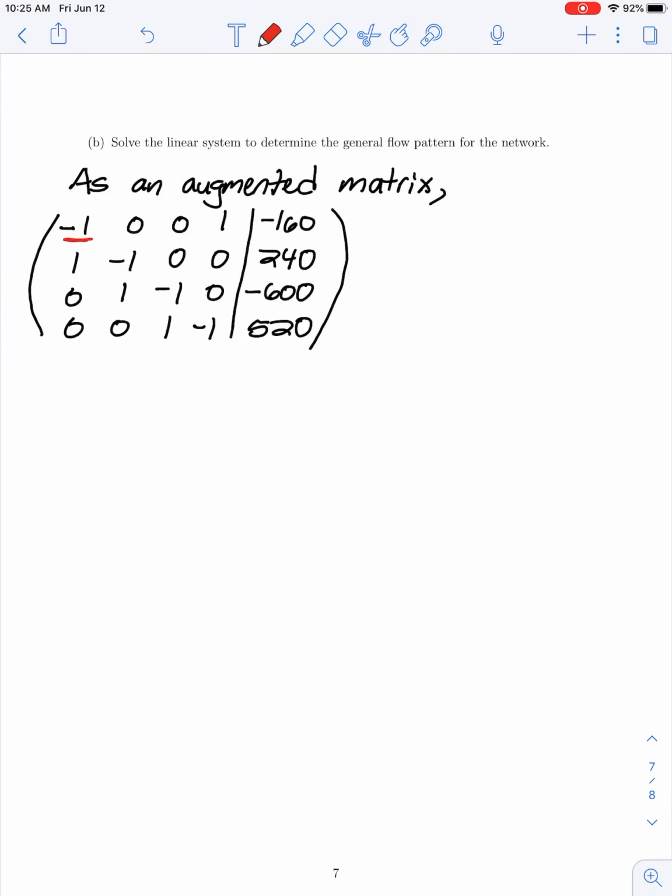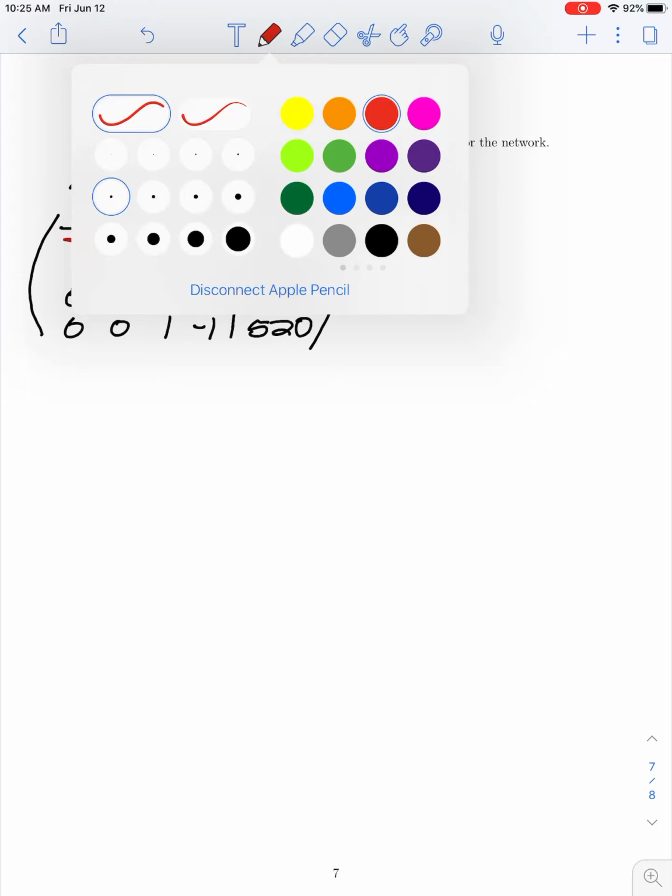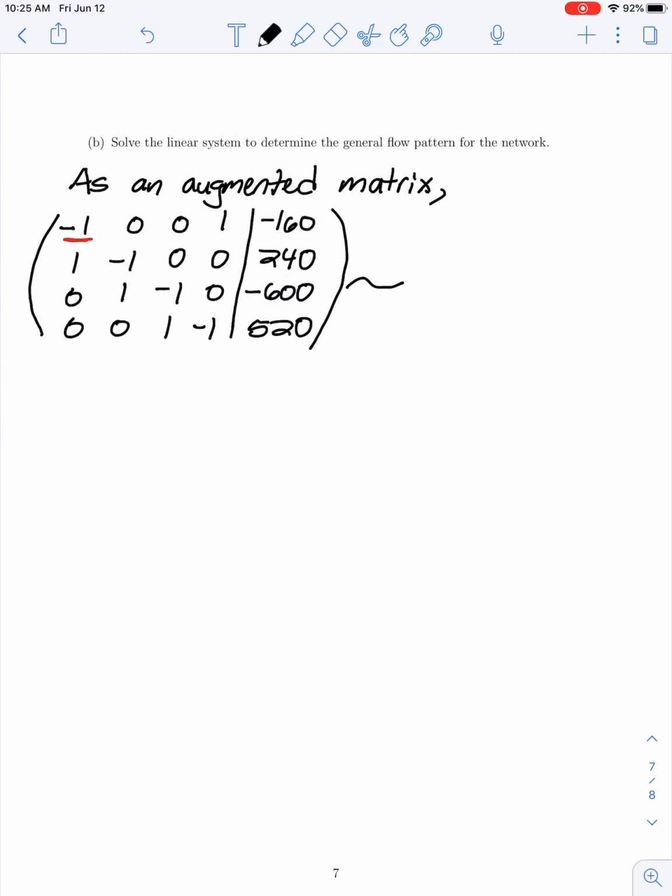So my leading entry in my first row is a negative 1. I know that I want that to be a positive 1. So an easy way to get that would be to take the negative of my first row. So one operation which I will perform in this first step is to take the negative of row 1, which would give me positive 1, 0, 0, negative 1, positive 160.